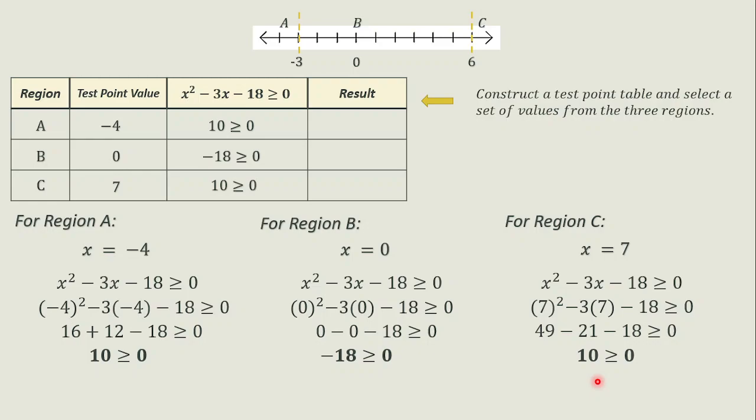The next natin na gagawin is to find the result. So, i-check natin kung yung results sa column 3 na nakuha natin from substituting the test point value sa ating quadratic inequality, kung true ba siya or false. That true or false will be written dito sa column number 4 sa result. So, for region A, we have 10 is greater than or equal to 0. True or false? The answer is true. Negative 18 is greater than or equal to 0. The answer is false. And 10 is greater than or equal to 0. The answer is true.